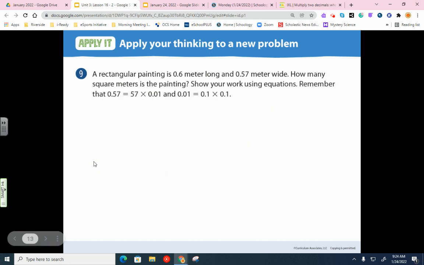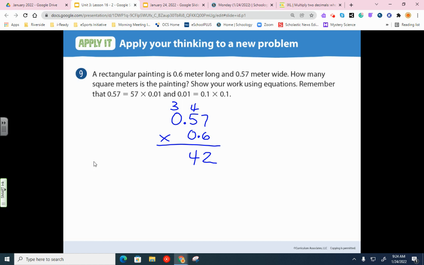A rectangular painting is 6/10 meters long and 57 hundredths meters wide. How many square meters is the painting? So let's write it. All right. 6 times 7 is 42. 6 times 5 is 30, plus 4 is 34. 6 times 0 is 0, but 3, got that. That's 2 place values. This is 1 for a total of 3. 1, 2, 3. And that is 0.342 square meters.